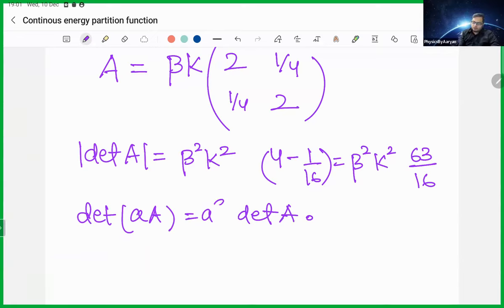Minus nu nh. Can you tell me at infinite temperature, what will be the energy?